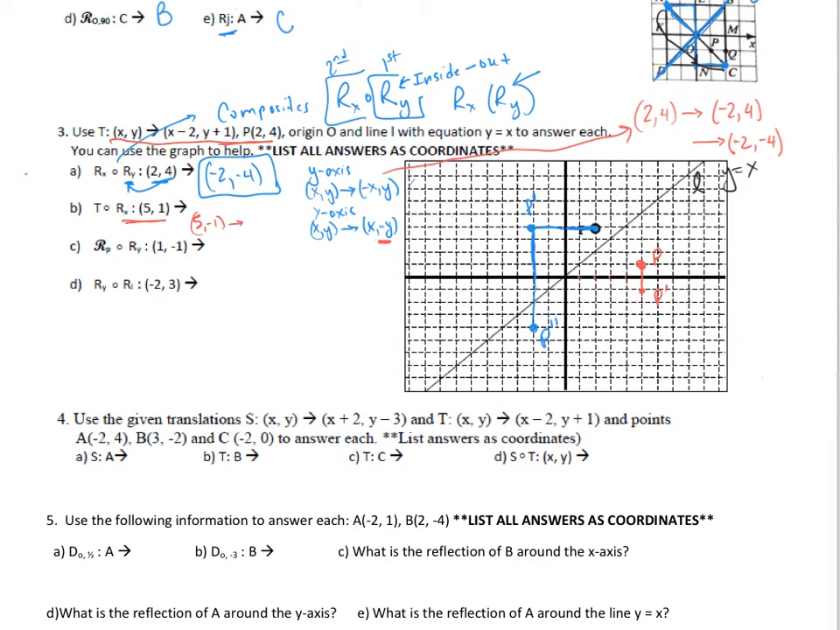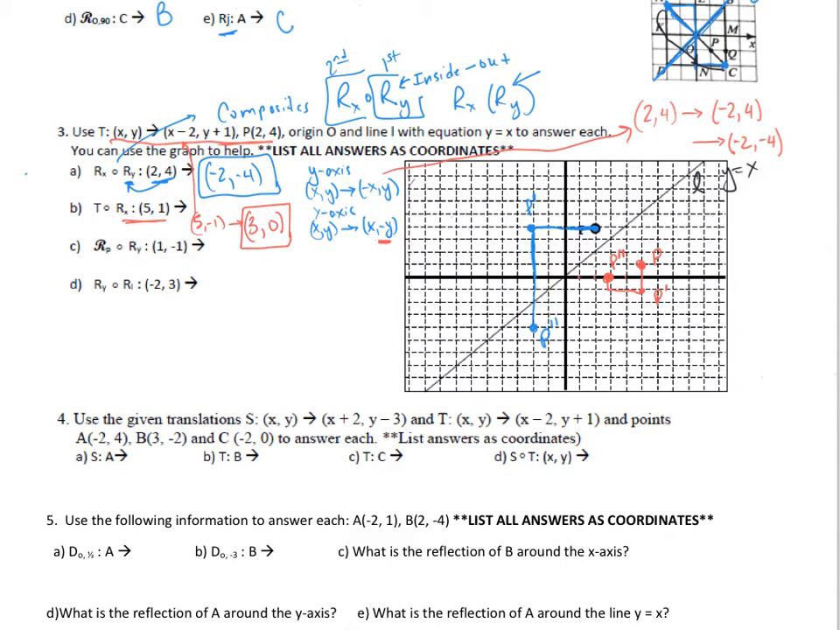And then I did the second step to it, this transformation. So now I'm going to say 5 minus 2 gives me 3. And then negative 1 plus 1 gives me 0. So again, this was the reflection about the x, then the transformation. So I took this point back 2 in the x and up 1 in the y, and there's my P double prime point.